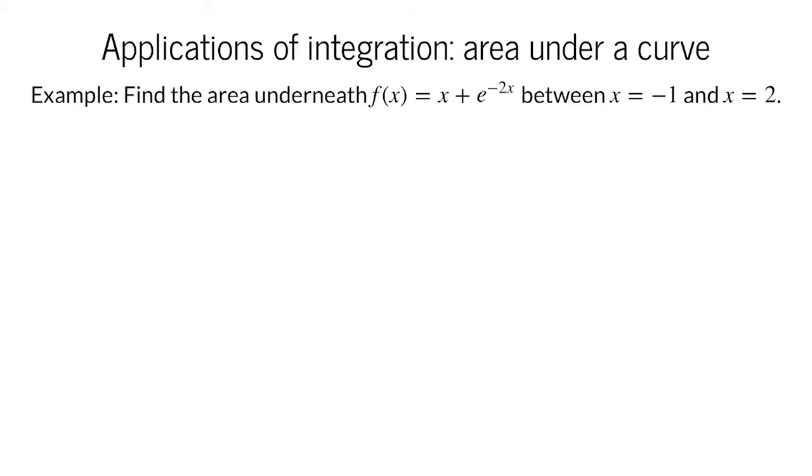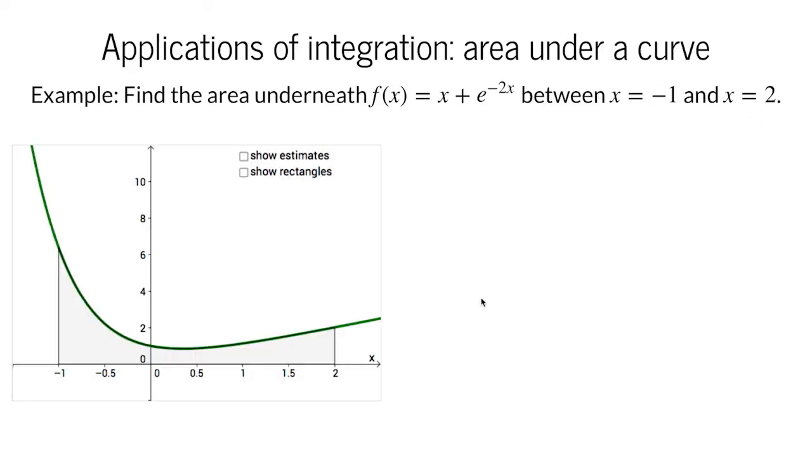One of the classical applications of integration is using it to determine the area underneath the graph of a function, often referred to as finding the area under a curve. For example, let's say we wanted to find the area underneath the graph of the function f of x equals x plus e to the negative 2x between the values x equals negative 1 and x equals 2.